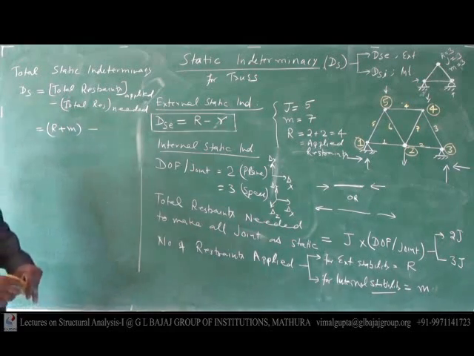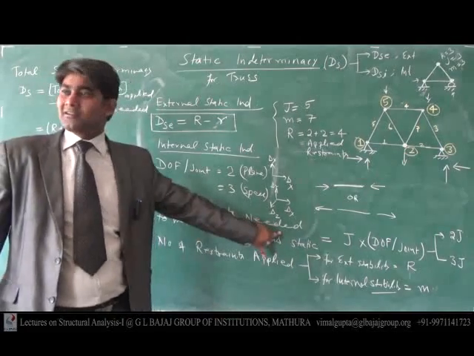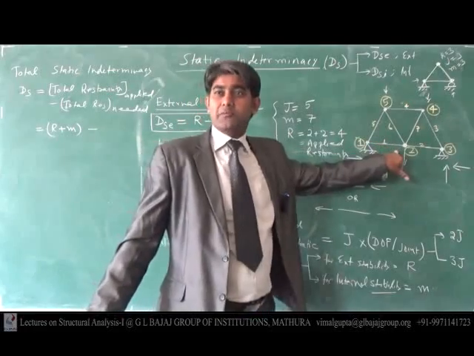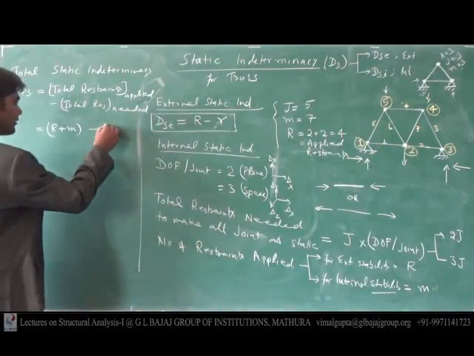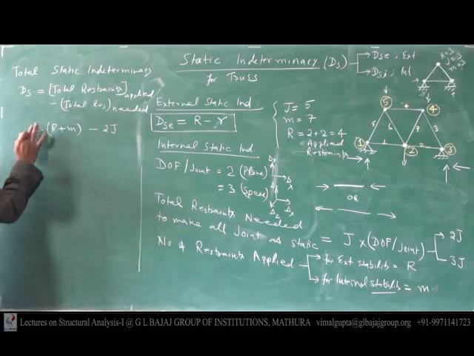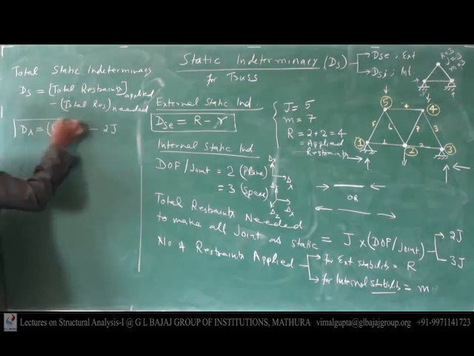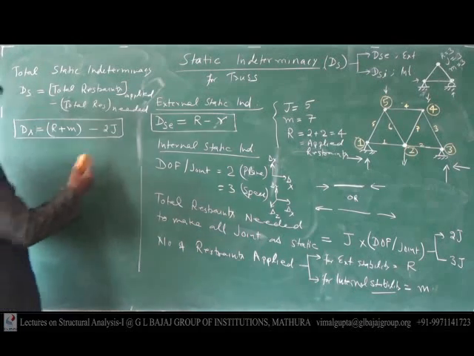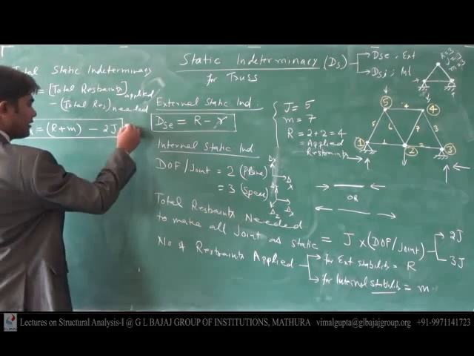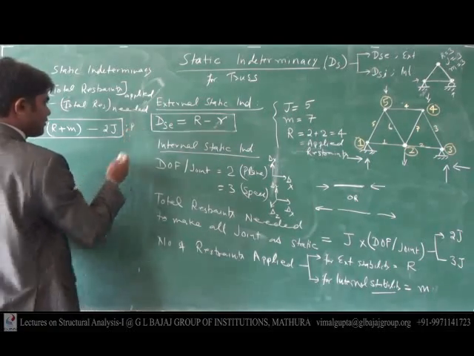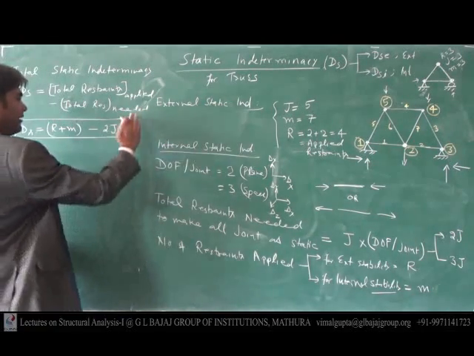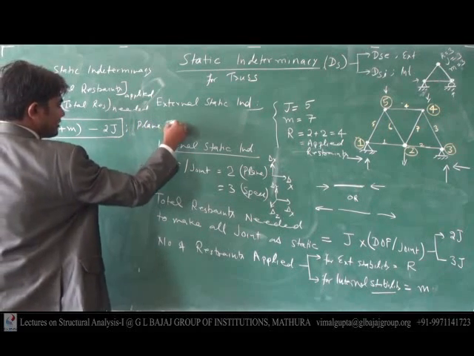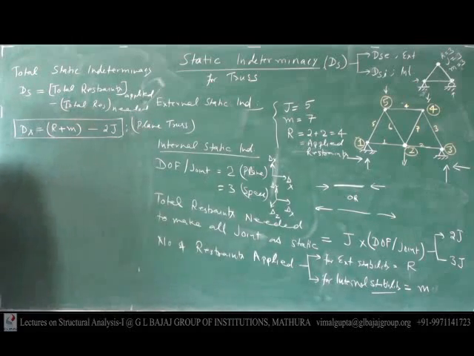Minus how much? Total number of restraints needed. In case of plane, this is plane type, means it will be 2j. So it is the expression for plane type of stress. It is for 2-dimensional, means plane stress. It is for plane stress.